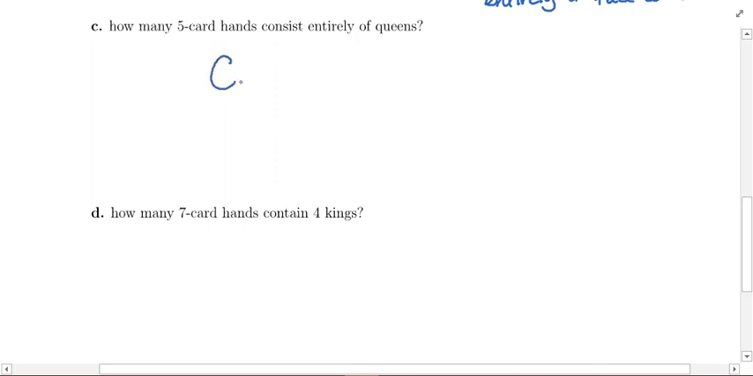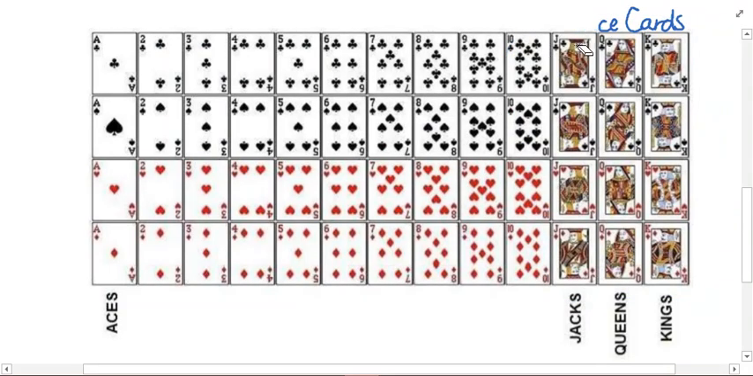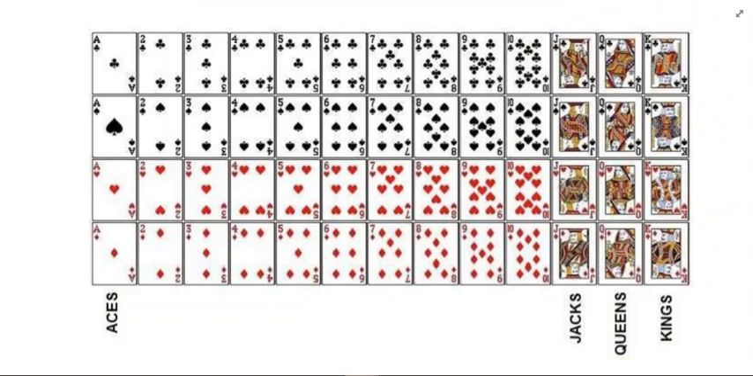Our combination is going to have 5 cards in it because we're being dealt a 5-card hand. But we have to restrict. We are not going to pull from the entire deck, because the restriction now is that the hand has to consist entirely of queens. So we need to look at our deck of cards and at the greater set that we're pulling from. To ensure that your hand consists entirely of queens, you're only going to be pulling from the set of all queens.